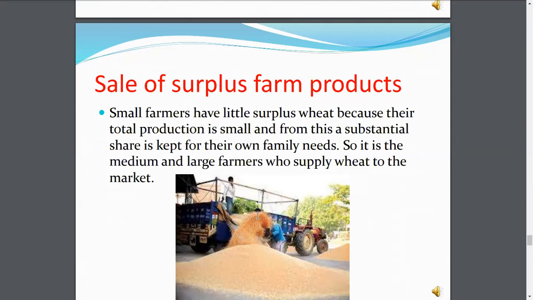Okay, see it's written: it is the medium and large farmers who supply wheat to the market. The small farmers only have their substantial share, which they keep for their own family. So who is again getting profit? That is the medium and the large farmers, because they are selling it in the market and in that they are going to get a good amount.